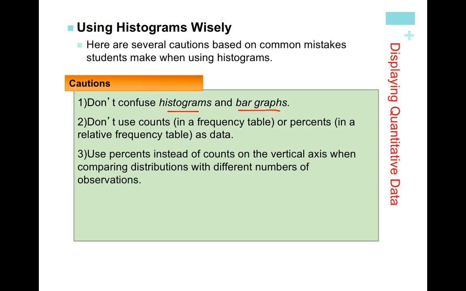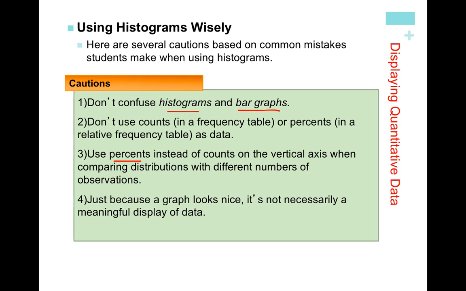If you're trying to compare two distributions and they're not the same size, you should really consider using percents or relative frequencies on that y-axis if the groups, again, are not the same size. So if you wanted to compare adults to children and you had 100 adults and 400 children, you would want to consider using percentages or relative frequencies on that y-axis instead of counts.